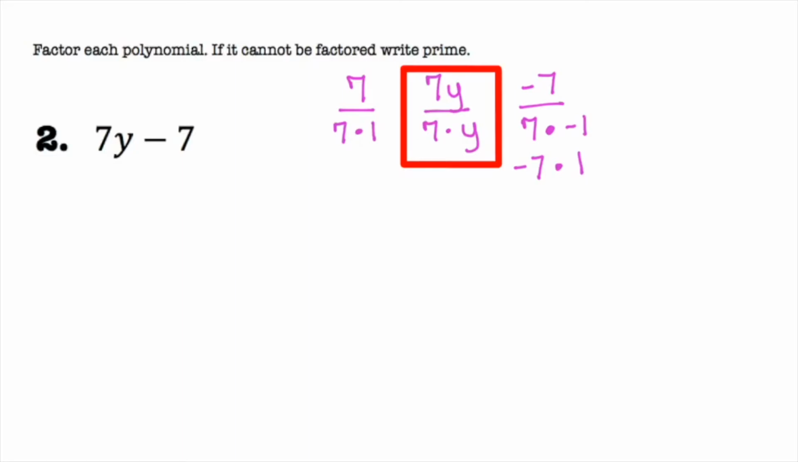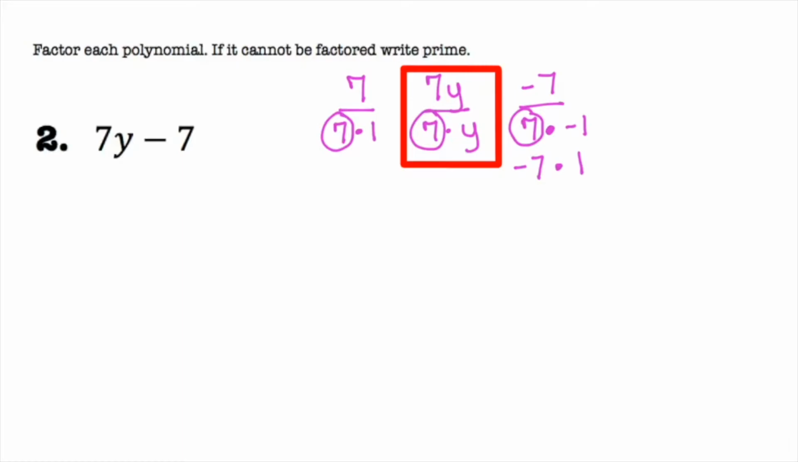So I just wanted to show you that you can also make the term with the polynomial and see what multiplies to equal that, so that you can find those in common as well. All right, so 7 has 7 times 1, 7y has 7 times y, and negative 7 has either 7 times negative 1 or negative 7 times 1. And they all have a 7 in common, so that means 7 is our GCF.